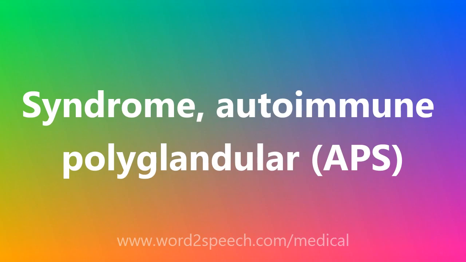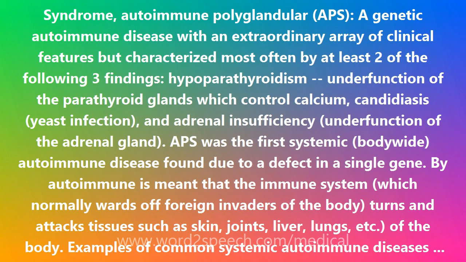Syndrome, autoimmune polyglandular, APS. A genetic autoimmune disease with an extraordinary array of clinical features, but characterized most often by at least two of the following three findings: hypoparathyroidism, underfunction of the parathyroid glands which control calcium; candidiasis, yeast infection; and adrenal insufficiency, underfunction of the adrenal gland.